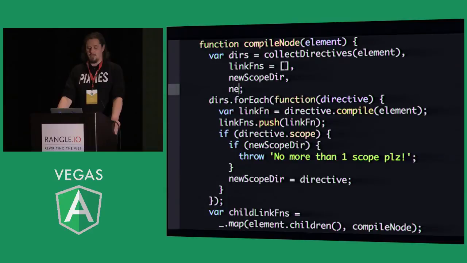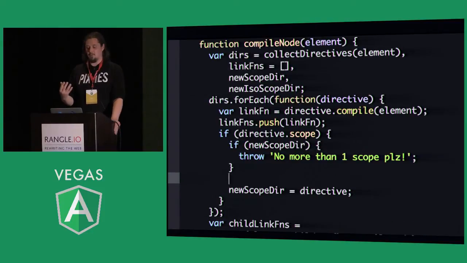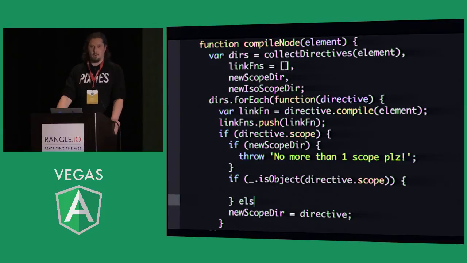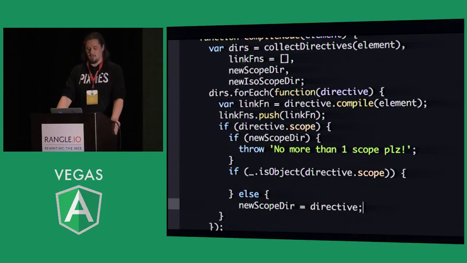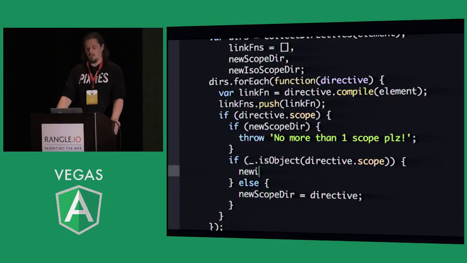So let's do this as well. We need one more tracking variable here to track if we see any directives that want to have an isolate scope. And then as we go over the directives during this compilation, when we see a truthy scope attribute, we'll check: is that value actually a JavaScript object? Because if it's an object, that's an isolate scope directive. And if it's not, it's a regular inherited scope directive. And that affects which variable we put it in.